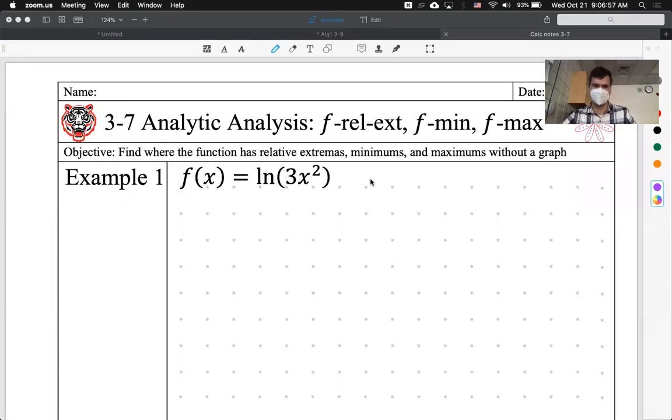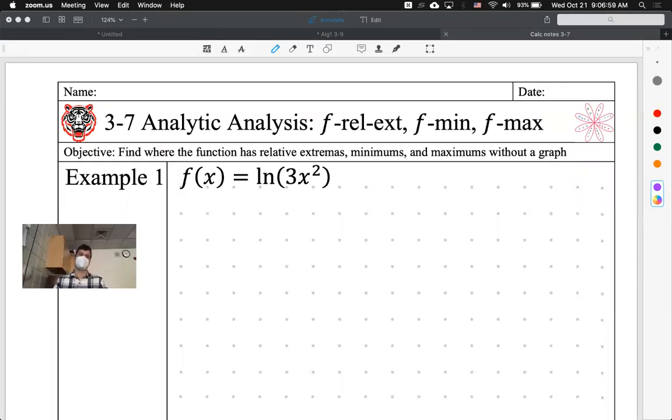All right, AP Calculus, lesson 3-7, analytic analysis. F relative extremum, F minimum, F maximum. You know those definitions. Now we need to actually do it without a graph.